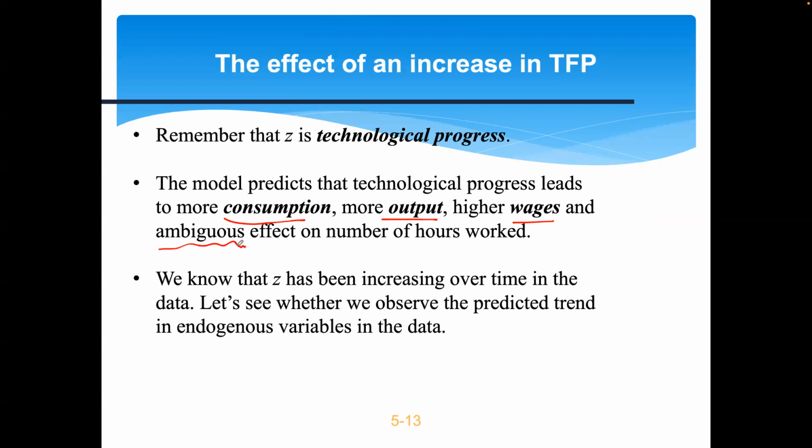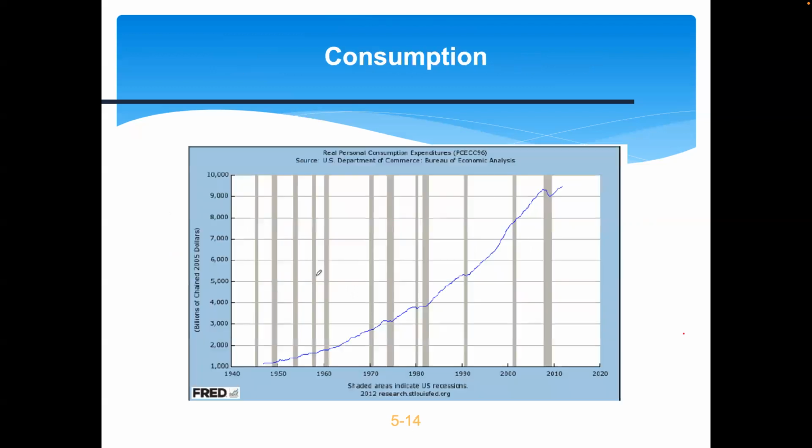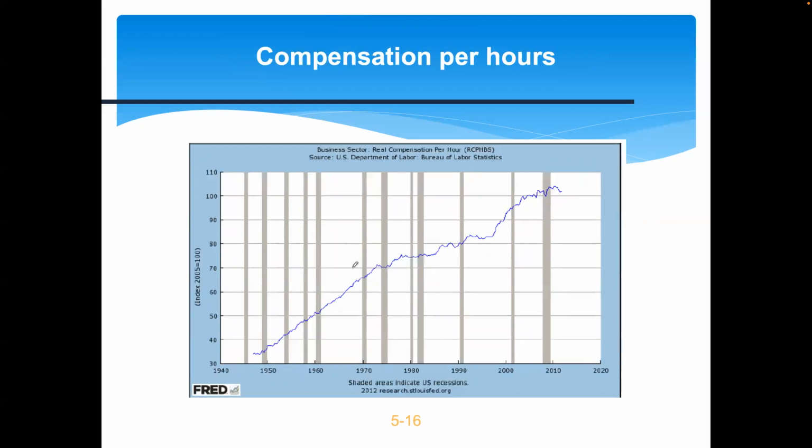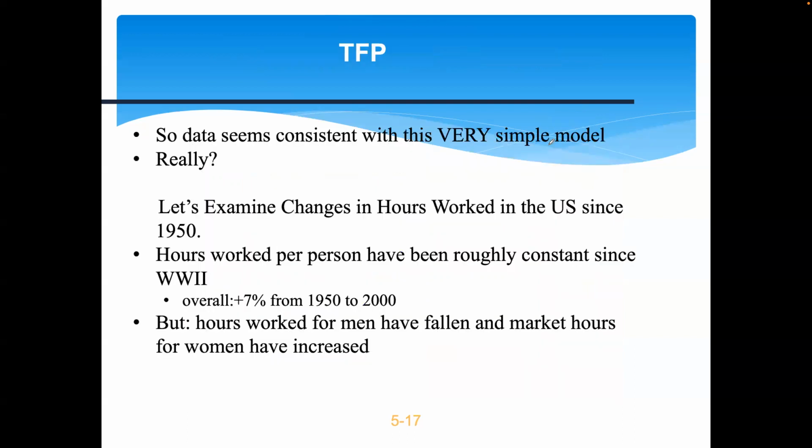Now we are going to bring this to the data. What we know is that over time, Z increases, because we have better and better technology over time. Now let's see what happens to the other variables. Consumption, yes, is overall increasing. Output is also increasing over time. This is consistent with what we found. Compensation per worker essentially gives us a measure of wage. Yes, it is also increasing over time. We are still good. Overall, the data seem consistent with this very simple model.